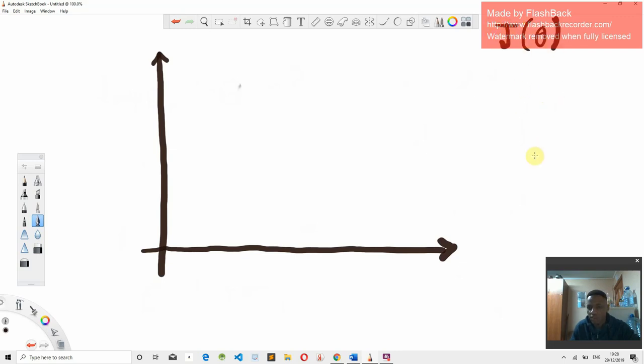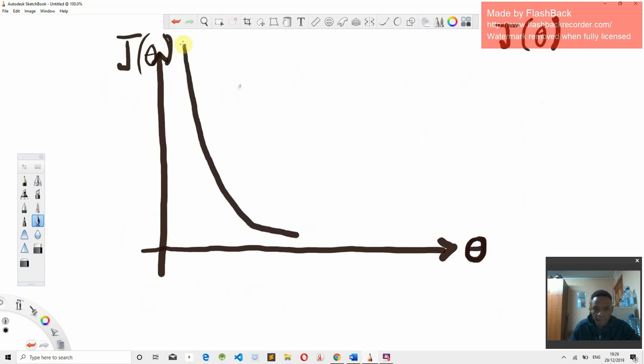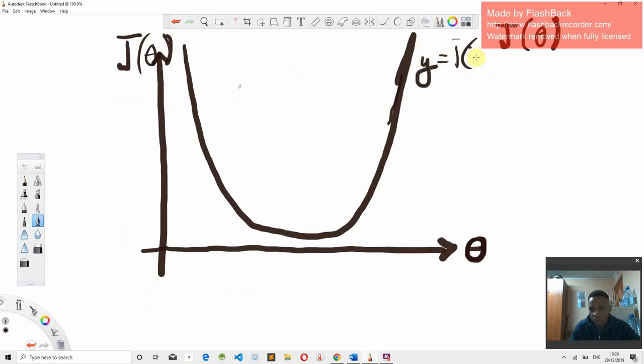Let's say we have this function J of theta. Now we are going to plot the range of values of theta on the x-axis, and the range of values of J of theta on the y-axis. So this is our graph, which is equal to y equals, let's say, J of theta.